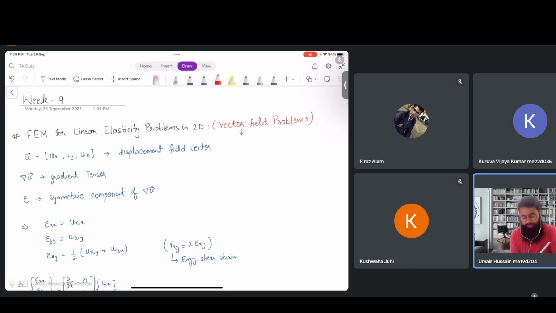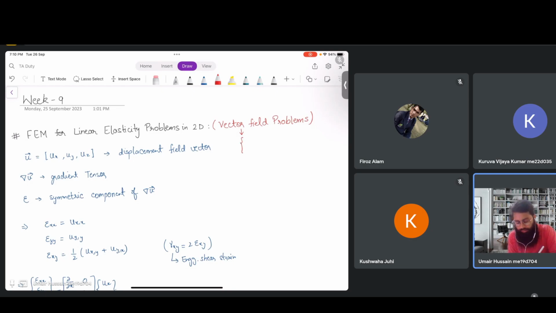Exactly. So now our primary variable is not just a single field like in the previous problem, where we solved a heat equation for the temperature. There was just one field, temperature. Now there can be more than one field at a node. So this basically increases the number of degrees of freedom per node. So now it's like a vector.